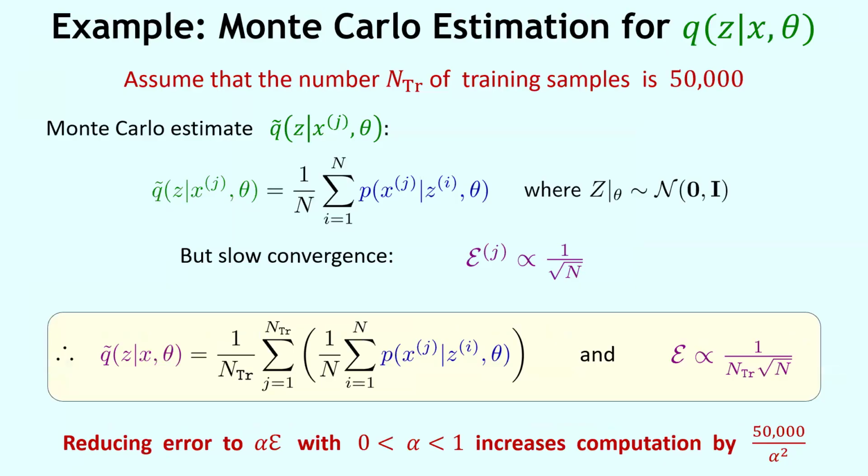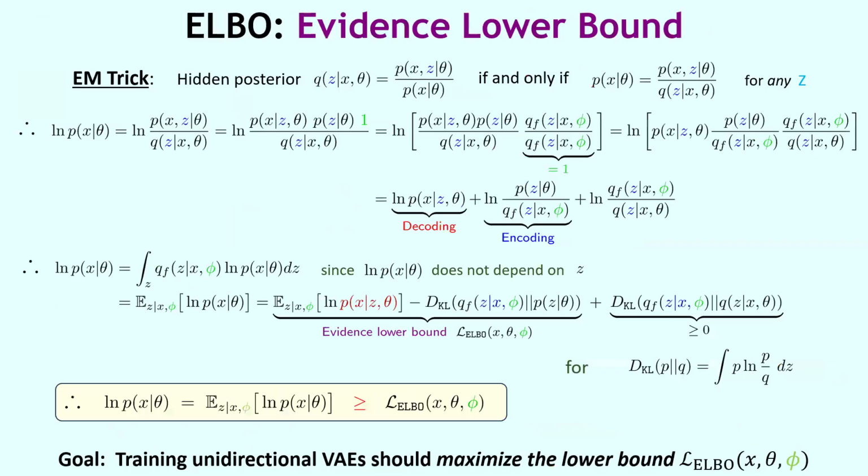Monte Carlo reduces the error, but slowly, roughly 1 over the square root of the number of samples. So to get one more decimal point of accuracy, you have to increase the number of data points by a factor of 100. At the heart of a VAE is the ELBO, or evidence lower bound.